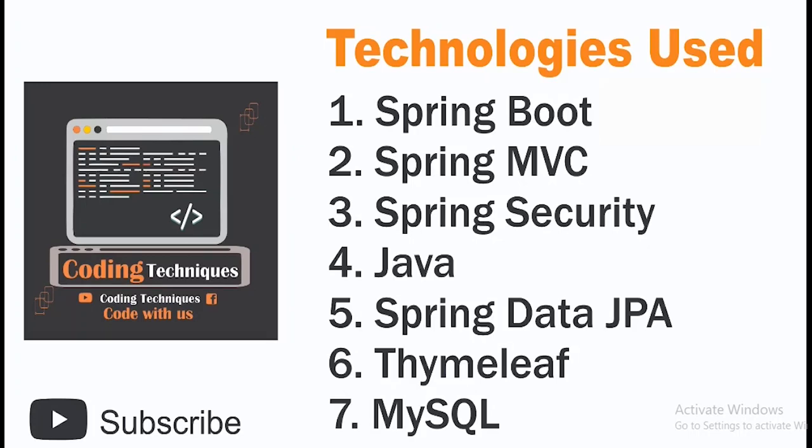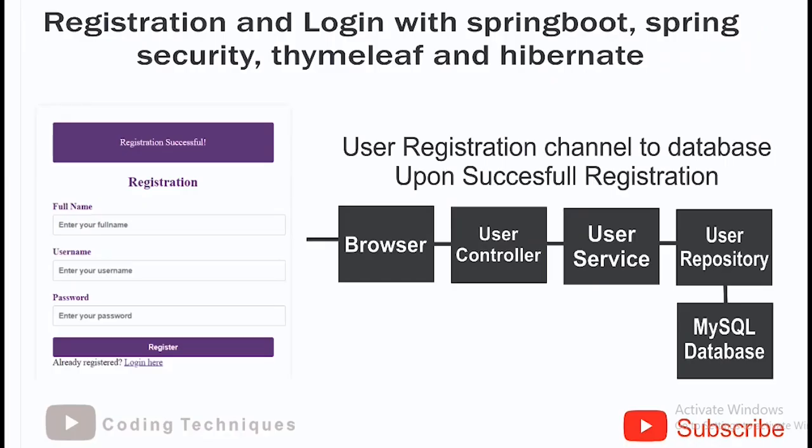Here is what I use for this tutorial. Technologies used: Spring Boot, Spring MVC, Spring Security, Java, Spring Data JPA, Thymeleaf, and MySQL. And here we have the registration form and the channel through which the registration passes upon successful registration in the browser. Then the user controller, we have the user service, the user repository, and then the database.